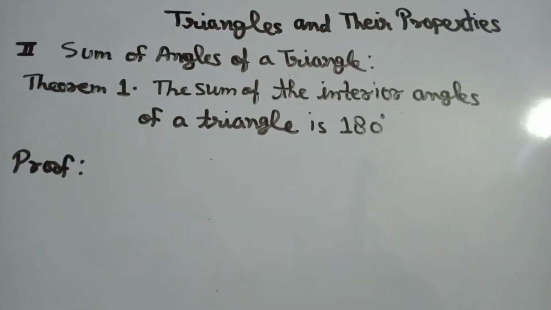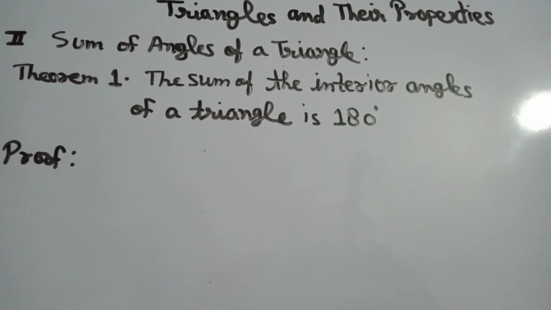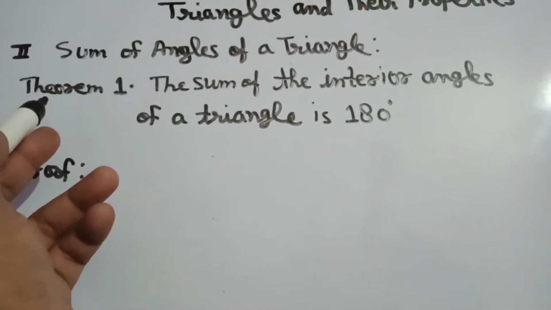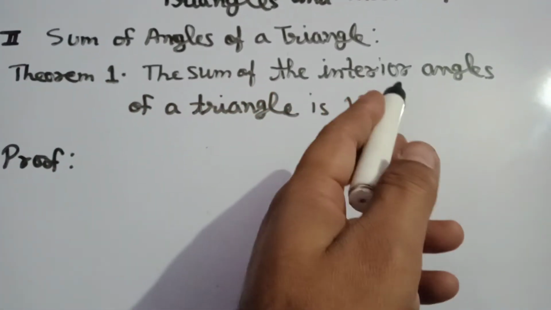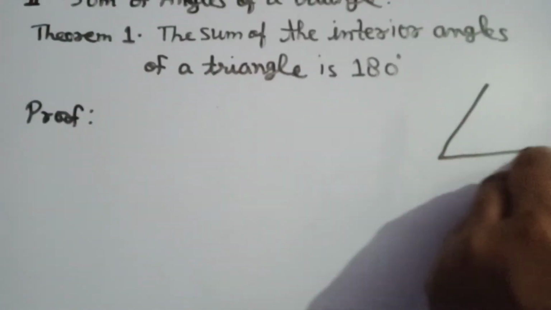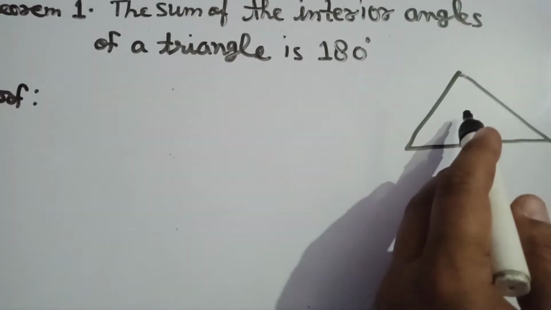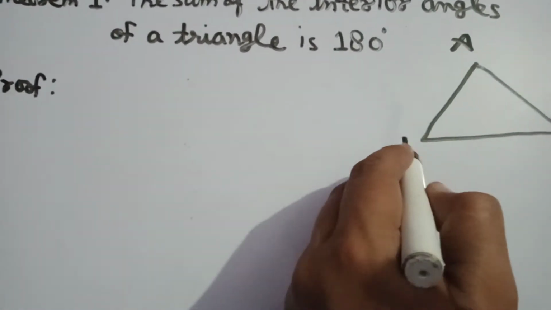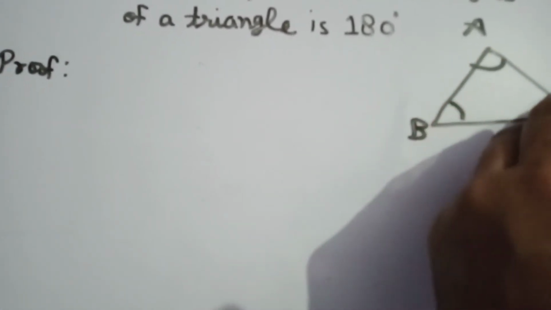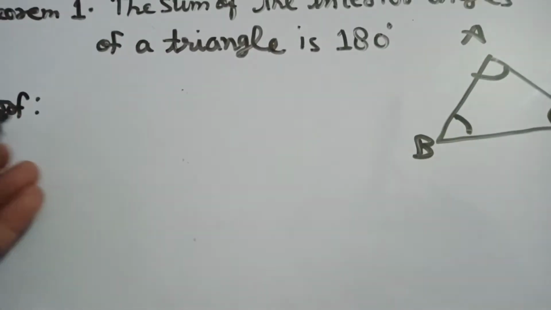The second point of the triangle and its properties is the sum of angles of a triangle. Here is a theorem: the sum of the interior angles of a triangle is 180 degrees. So students, this is the interior portion of triangle ABC. We need to prove angle A plus angle B plus angle C is equal to 180 degrees.